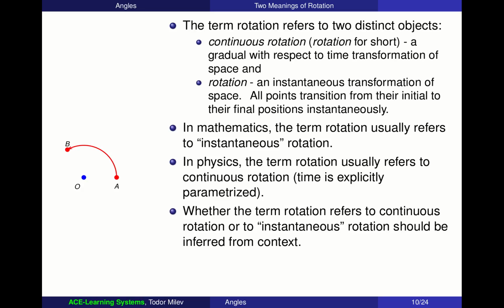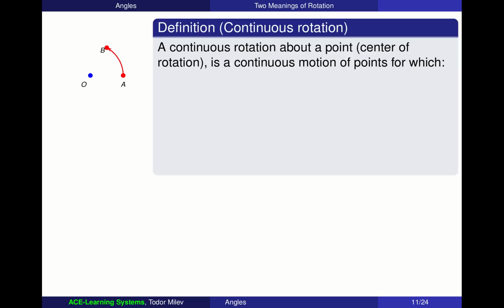Whether the term rotation refers to continuous rotation or to instantaneous rotation should be inferred from context. Of course, it's possible in mathematics to use the word rotation in the same way as physicists usually do. And physicists, of course, also refer to the mathematical version of the word rotation. So the two are ambiguous. So as usual, we ask the reader to be careful when listening to these terms and to infer their meaning from context.